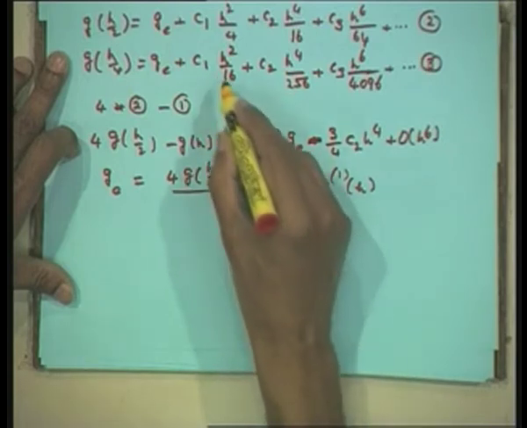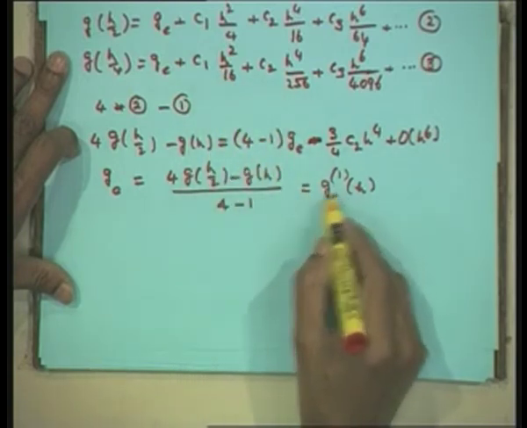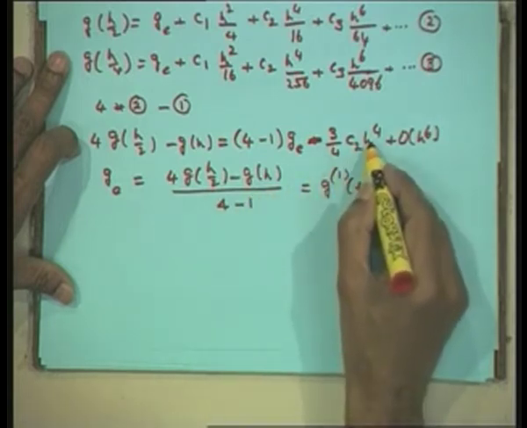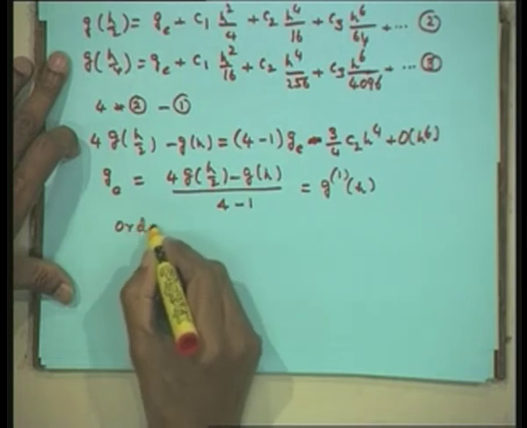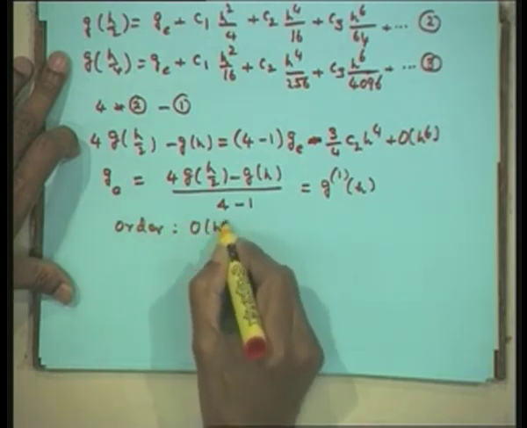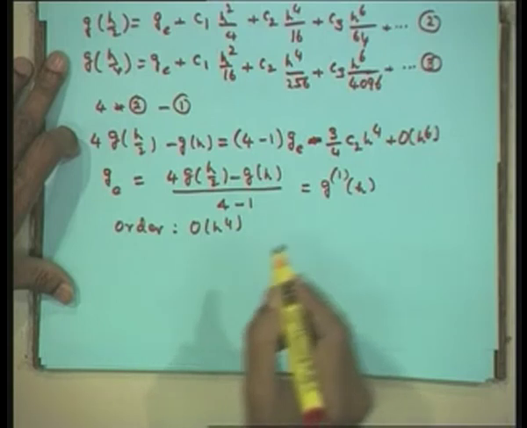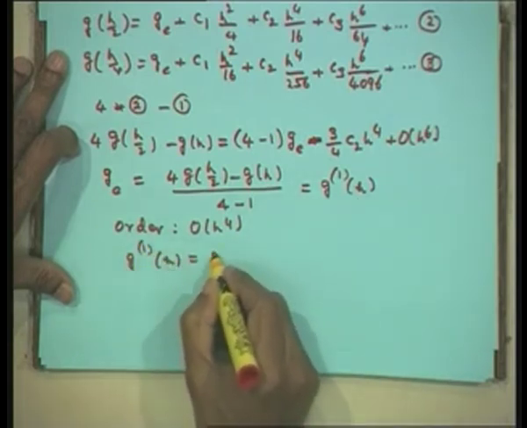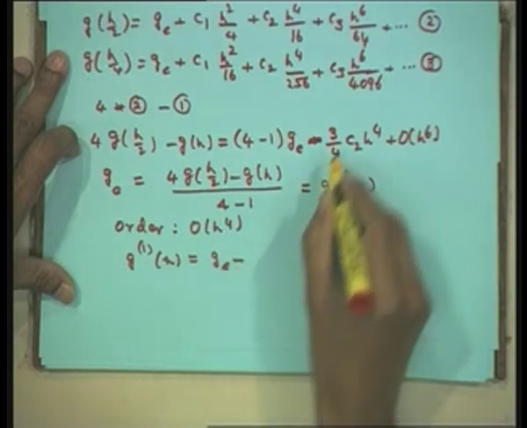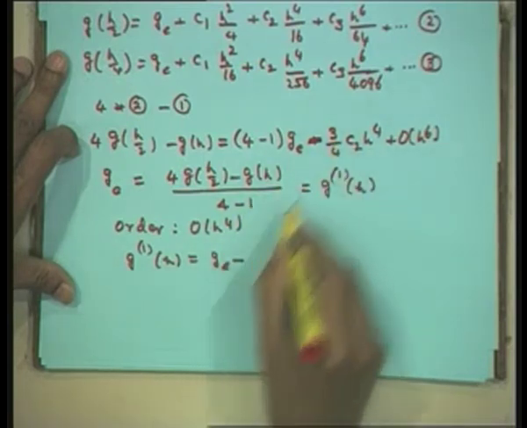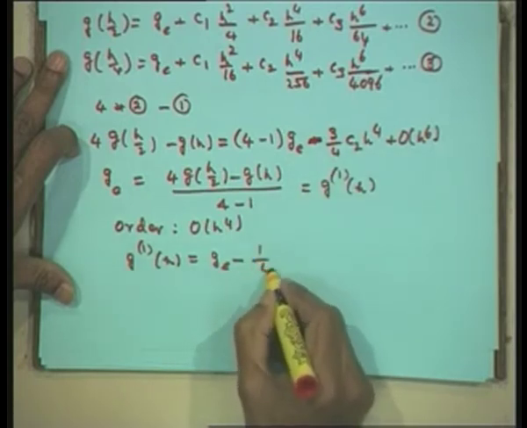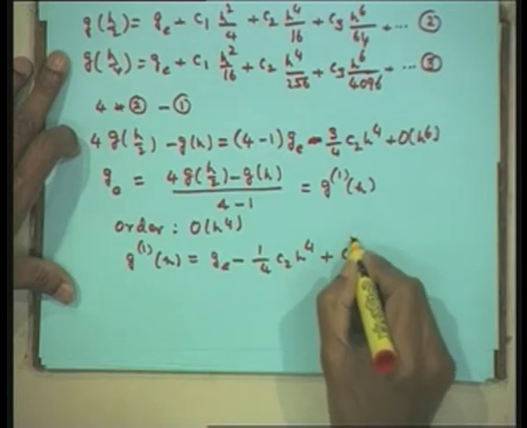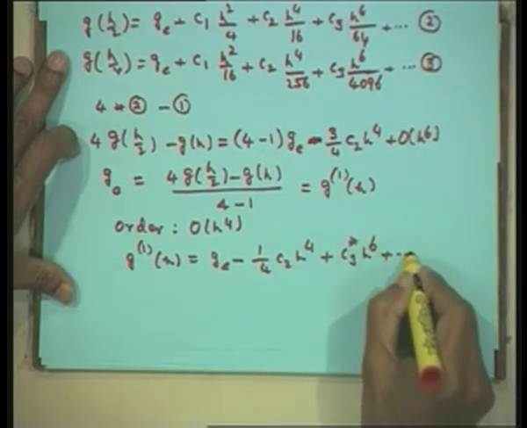Now, here the h^2 term has been removed, therefore, this result would behave like an order of h^4 result. Therefore, this value is of the order of h^4. Hence, I can write g1(h) is equal to g(E) minus 1 divided by 3. Therefore, I will have here 1 by 4 c2 h^4 plus some c3* h^6 plus so on.